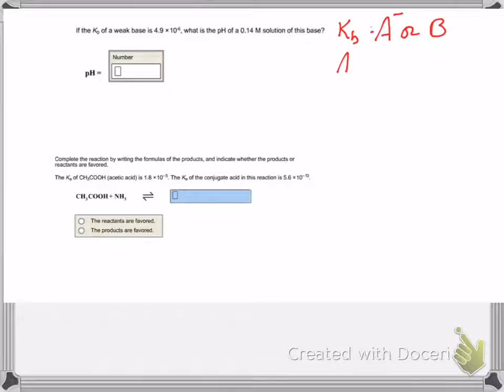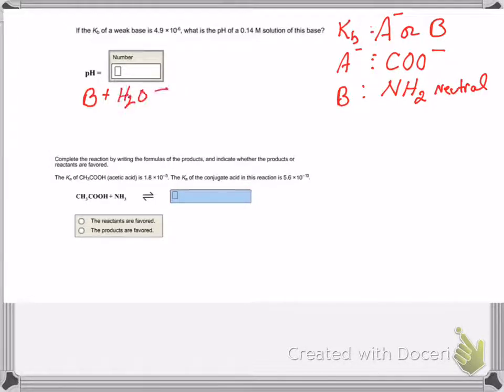Kb, and keep in mind that Kb for our class is either for A minus or B. A minus is going to be COO minus, the conjugate base of the carboxylic acid. And B is going to be the neutral amine. Those are the only two bases that you're responsible for in Module 2.